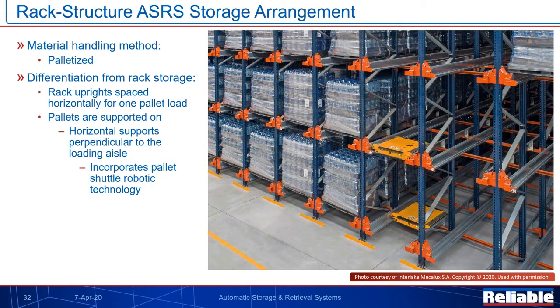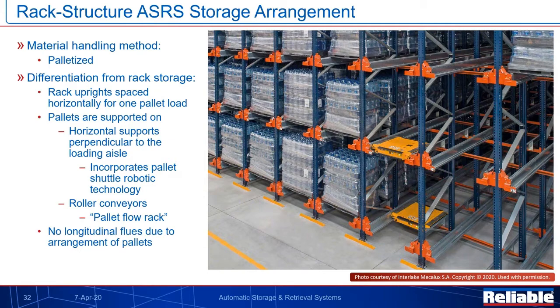These horizontal supports that run perpendicular to the loading aisle allow us to incorporate 2 things. Number one is the pallet shuttle robot technology, which is the yellow robot we see here. And then the other one is rollers or conveyors, and that creates a pallet flow rack, like a low-tech version of this ASRS type system. And then the unique thing about this is that we just don't get longitudinal flue spaces. These pallets are oftentimes butted right up against each other, and we lose that capability to have a flue space.